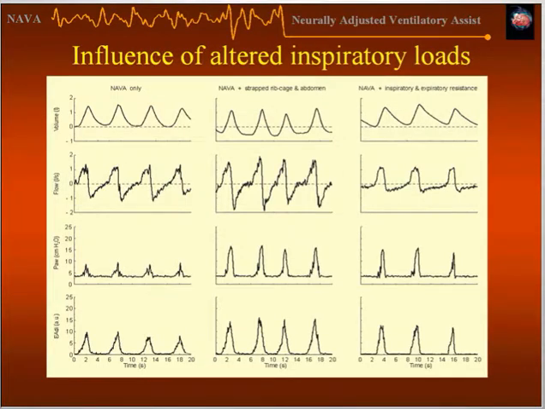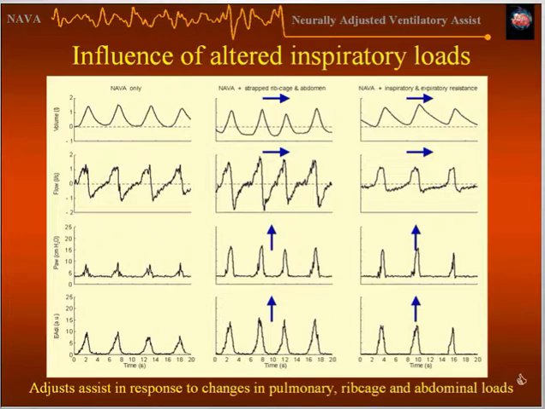Now, what is the influence of altered inspiratory loads? This slide also shows a healthy subject breathing on NAVA, in 3 different conditions. NAVA only with normal condition. This is with increased elastance, and this is with increased resistance. Again, not very big changes in flow and volume were observed. We found that the diaphragm activation, of course, increased due to the load, and that the assist was increased in proportion to the increase in diaphragm activation. So we can conclude that NAVA just assists in response to changes in pulmonary, rib cage, and abdominal loads.